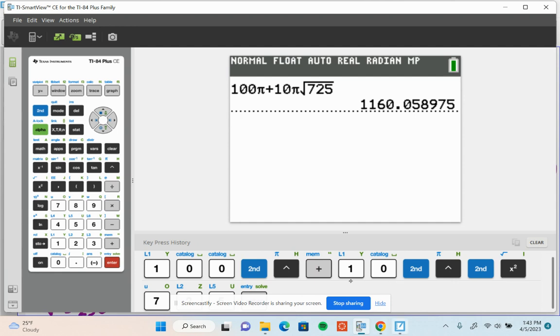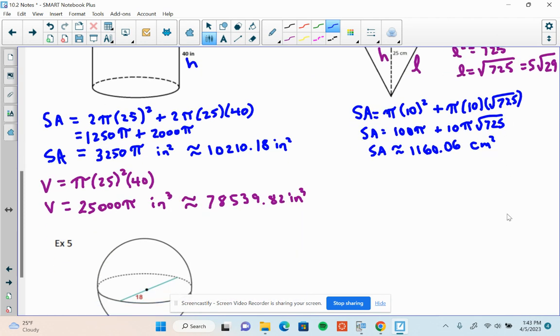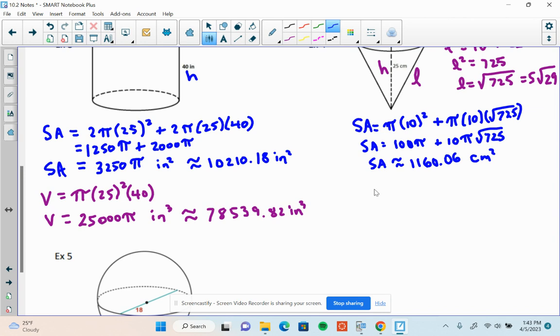1,160.06 if I'm rounding it to 2 decimal places. Okay, so our surface area is approximately, we did round it off, 1,160.06 centimeters squared, square centimeters. And then we'll do the volume really quick. So our volume, look back at your formula, volume of a right circular cone is going to be 1/3 pi r squared.